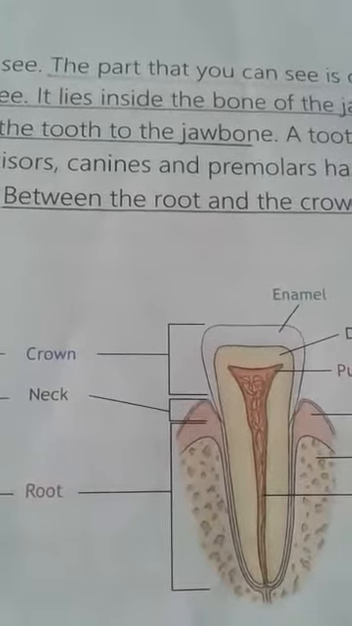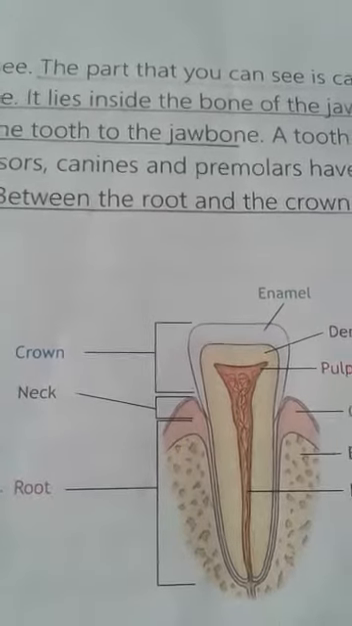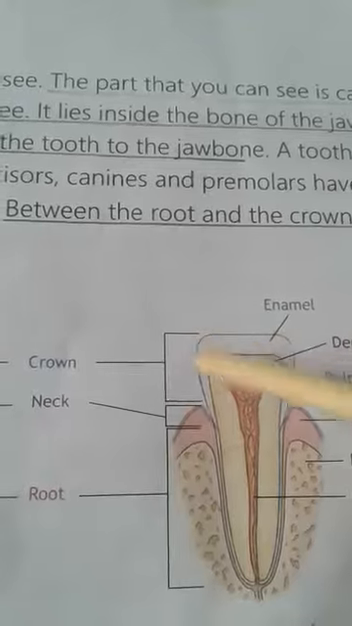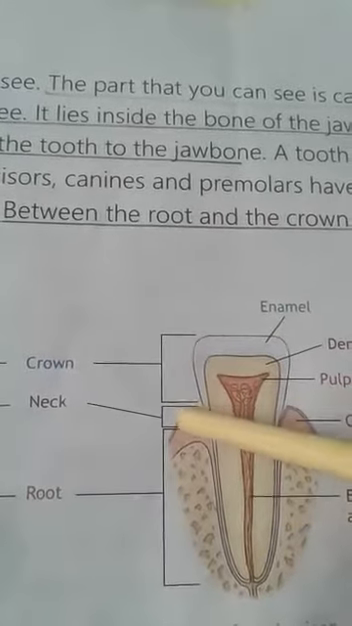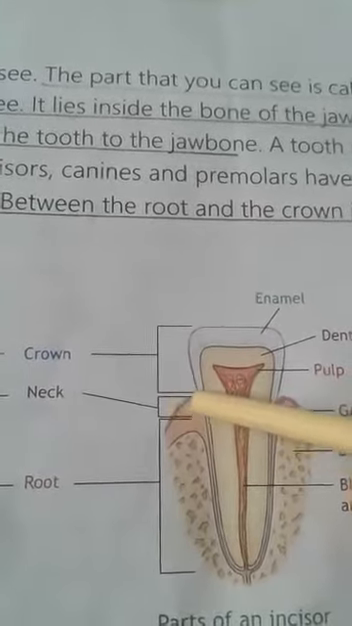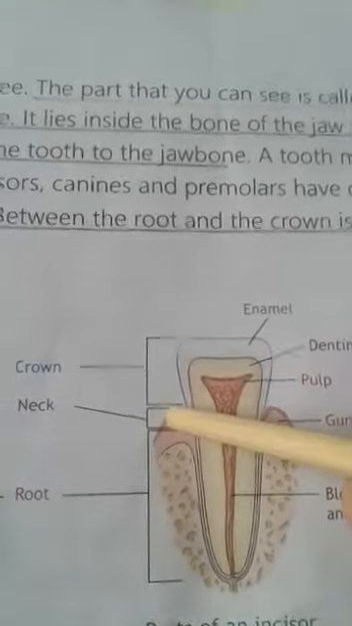Between the root and the crown is a small part called the neck. See, between the crown and the root, there is a small part. This part of the tooth is called the neck.